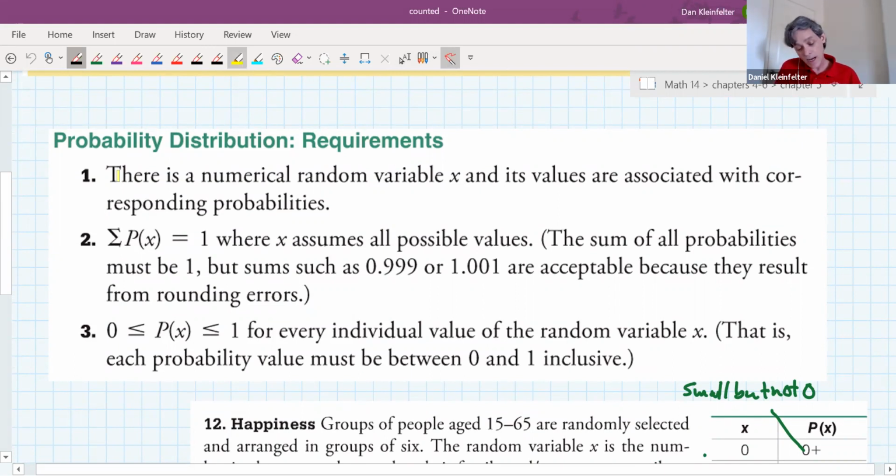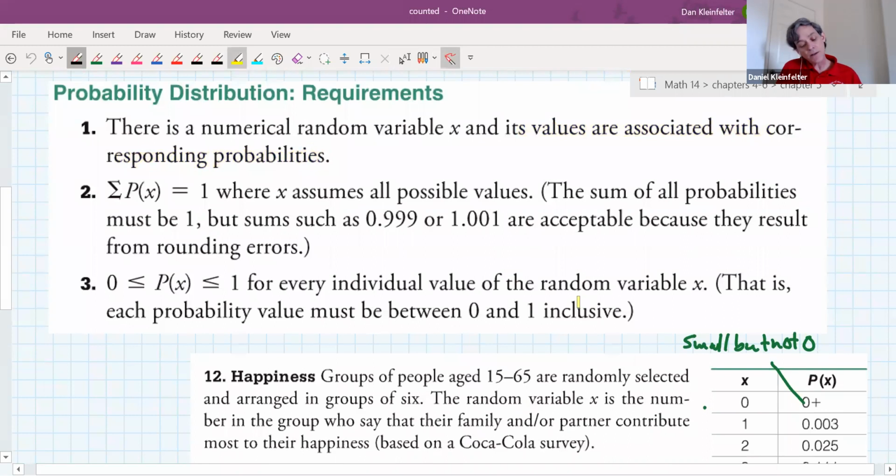First, there has to be a numerical random variable x, like our number of tails in our first example, and its values are associated with corresponding probabilities, right? So our variable has to be numeric, and the values are associated with probabilities. As we know, probabilities, let me skip over 2 for a second, all lie between 0 and 1, right? You remember that from chapter 4. So every possible value of our P of X, our distribution, has to be between 0 and 1 for every value of X. Okay, probabilities are always between 0 and 1.